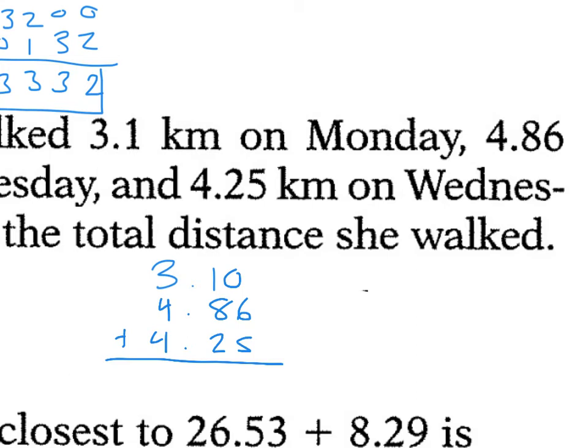So 0 plus 6 plus 5 is 11. 1 plus 8 plus 2 plus 1 would be 12. We need to bring our decimal in line. Now we have 1 plus 3 plus 4 plus 4, which would be 4 plus 4 is 8, 8 plus 3 is 11, 11 plus 1 is 12. So 12.21.